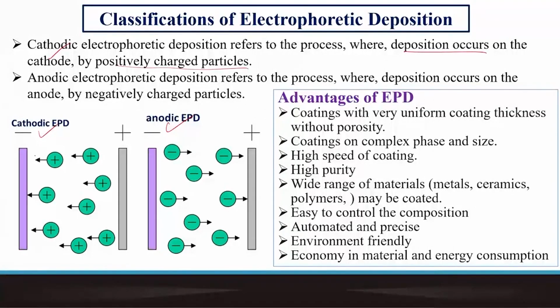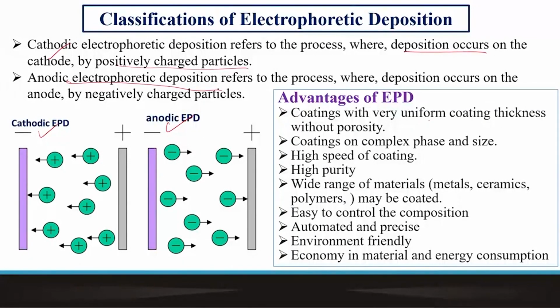So these are positively charged particles, and typically if you have a cathode, then they get deposited here. When I say deposited on cathode, what I mean is that these particles are surrounded by charge which is positive in nature, and hence they get deposited onto the cathode or the negative electrode. On the other hand, we can have a situation where particles which have acquired negative surface charge may get deposited on the positive electrode, the anode, and hence we call that anodic electrophoretic deposition.